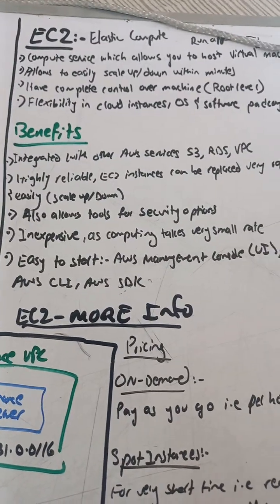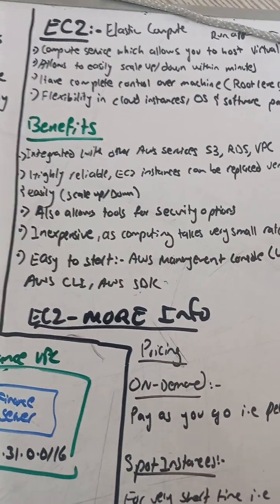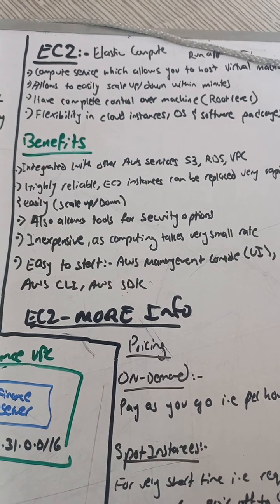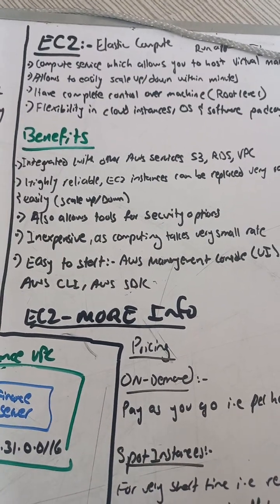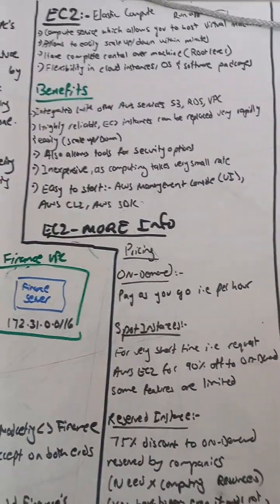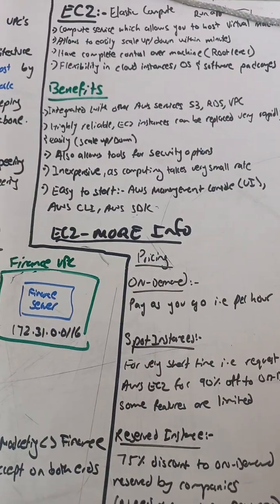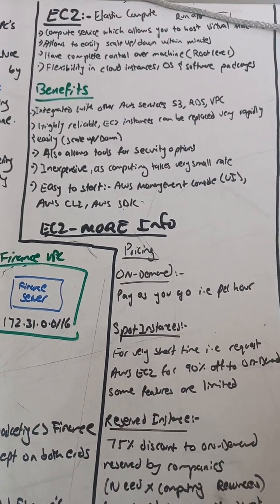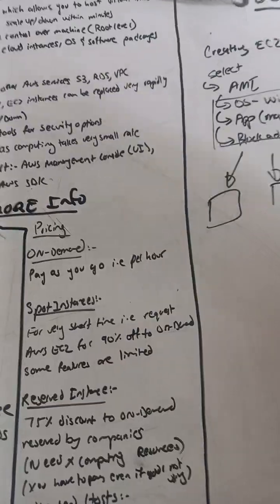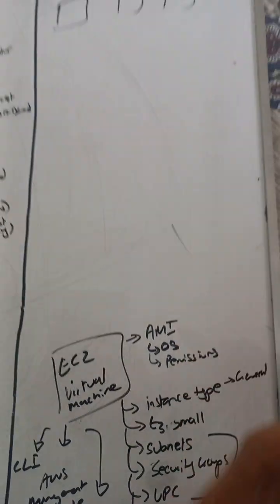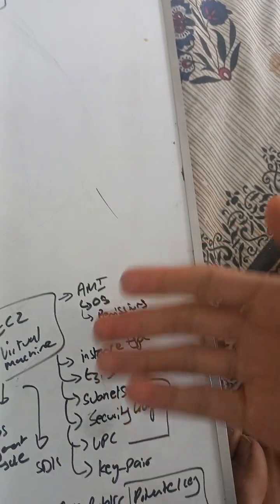It's very highly reliable because an EC2 instance can easily be replaced very rapidly. It also allows for security options. So when we were talking about security groups, we were basically talking about the security options. It is inexpensive because it basically goes on the model of pay as you go. So the more resources that your virtual machine is going to consume, the more you're going to pay. Or also the fact that you are going to be charged per hour on it.